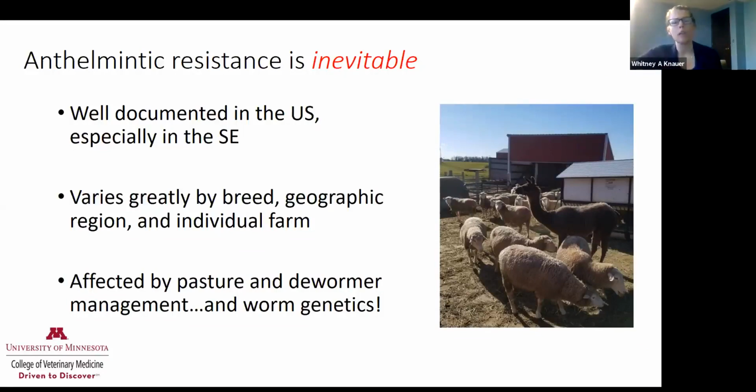And this picture on the right reminds me that if you have guard llamas or mostly guard llamas, make sure that you're monitoring them too, that you're putting your hands on them, checking their body condition, looking at their Famacha scores, to make sure that they're not kind of the Typhoid Mary in your herd.